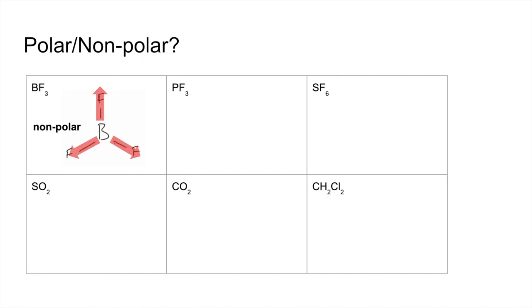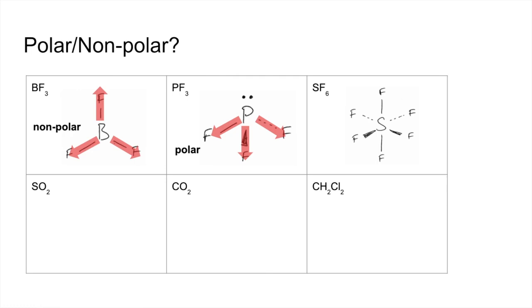PF3, which looks very similar in terms of its formula, is actually a pyramidal molecule because phosphorus is in group 5, so there's a lone pair on the P. Obviously that breaks the symmetry of the molecule, and so this is polar. SF6 is an octahedral molecule. We've got the S-F polar bonds, six of those, but they're all acting in exactly opposite directions, and so they all cancel out, and this is a non-polar molecule.